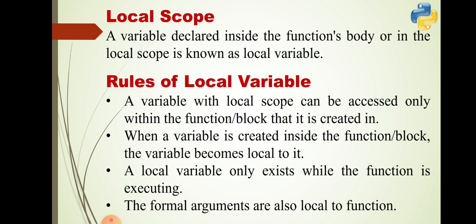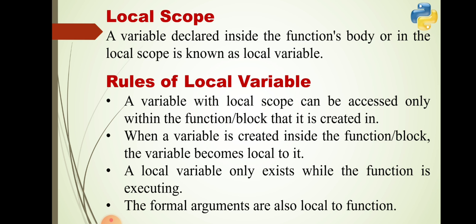What are the rules we can follow for a local variable? The first rule: a variable with local scope can be accessed only within the function or block that it is created in. Are you clear about it? When we define a function with a block of statements and define a variable inside that block, that variable is accessible only from that particular block.